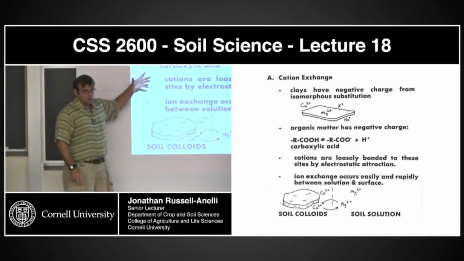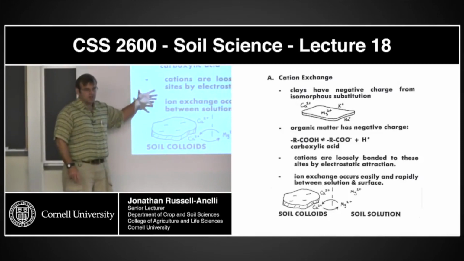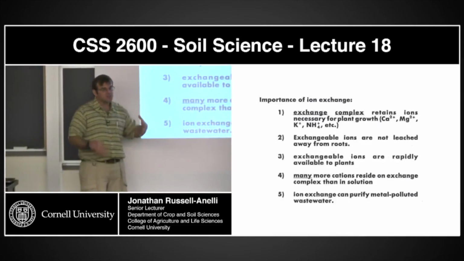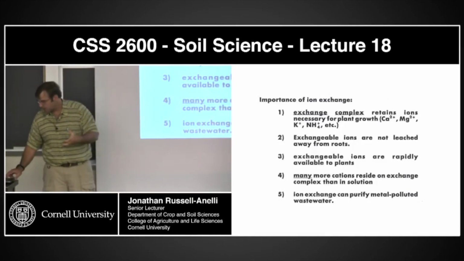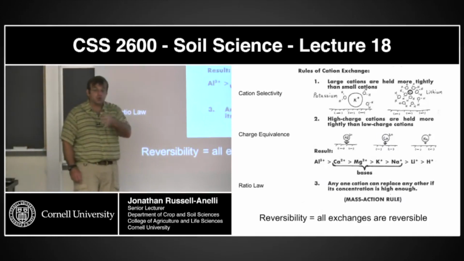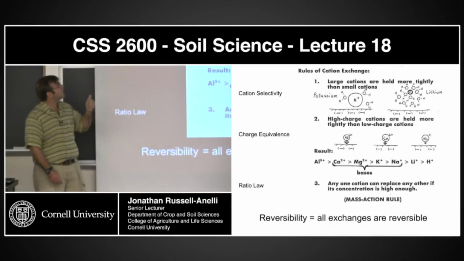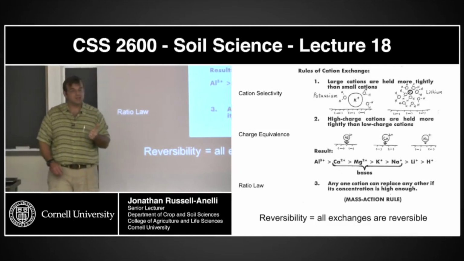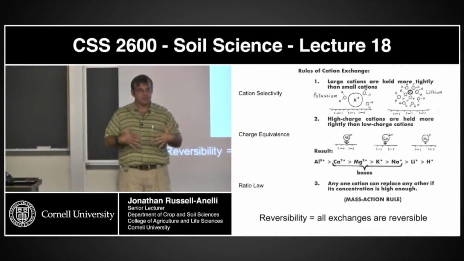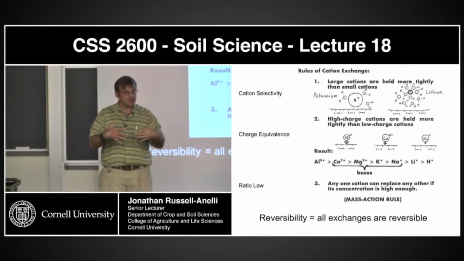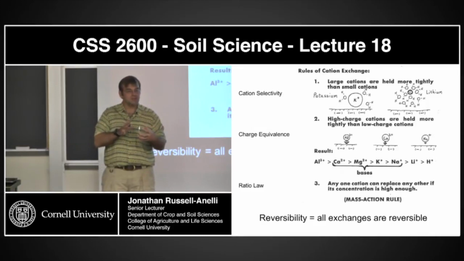So, cation exchange, what in fact controls this ion exchange? It's important. We got five nice reasons here why it's important, but what is actually controlling that exchange? An exchange is basically controlled by four things. Here's the first three. The first one is cation selectivity. If you think about those magnets, the larger the magnet, with the same charge, the tighter it's going to be held by the soil.